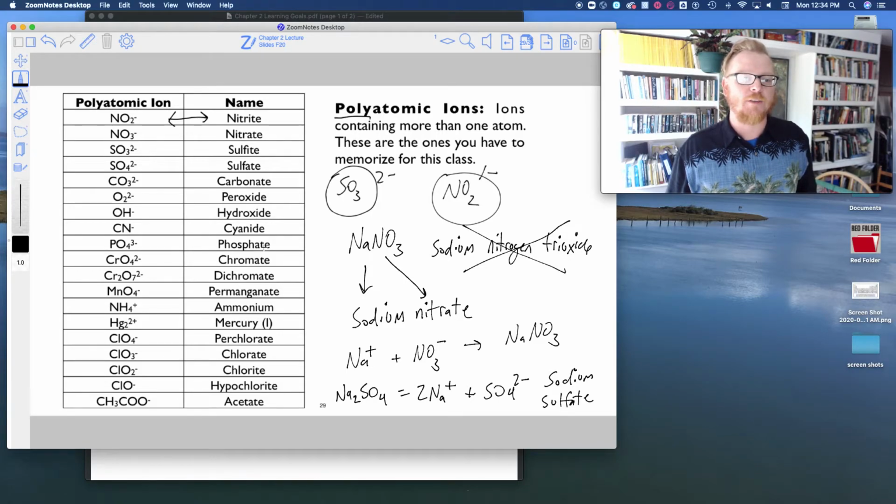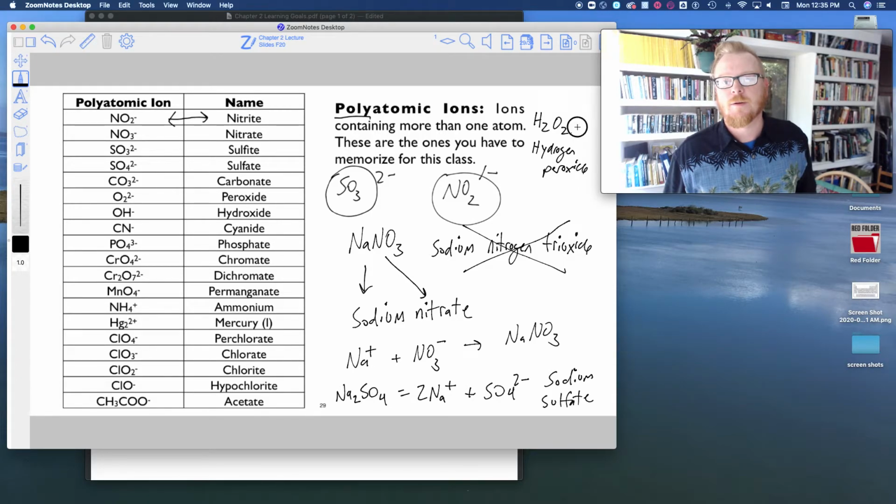There's another one I want to point out that's probably familiar to you. Look, peroxide, and look, it's O2 2 minus, okay? If I combine that with 2 hydrogens, because hydrogen is always plus 1, so if I have 2 minuses and I combine this with 2 hydrogens, then this is called hydrogen peroxide. Hopefully you know what hydrogen peroxide is, okay? You've maybe had to use it on a cut a time or two, all right?